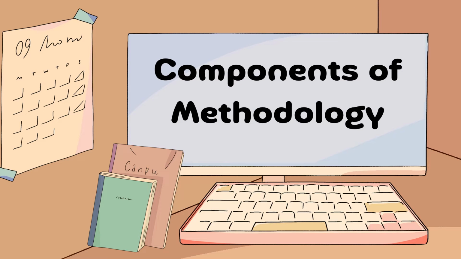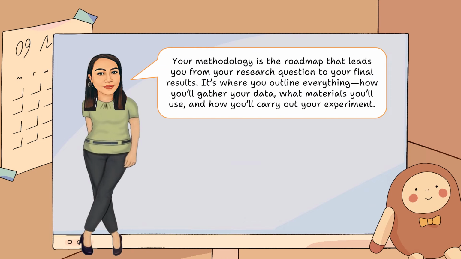Components of methodology. Your methodology is the roadmap that leads you from your research question to your final results. It's where you outline everything: how you'll gather your data, what materials you'll use, and how you'll carry out your experiment. Let's break down the 4 key components of a good methodology.